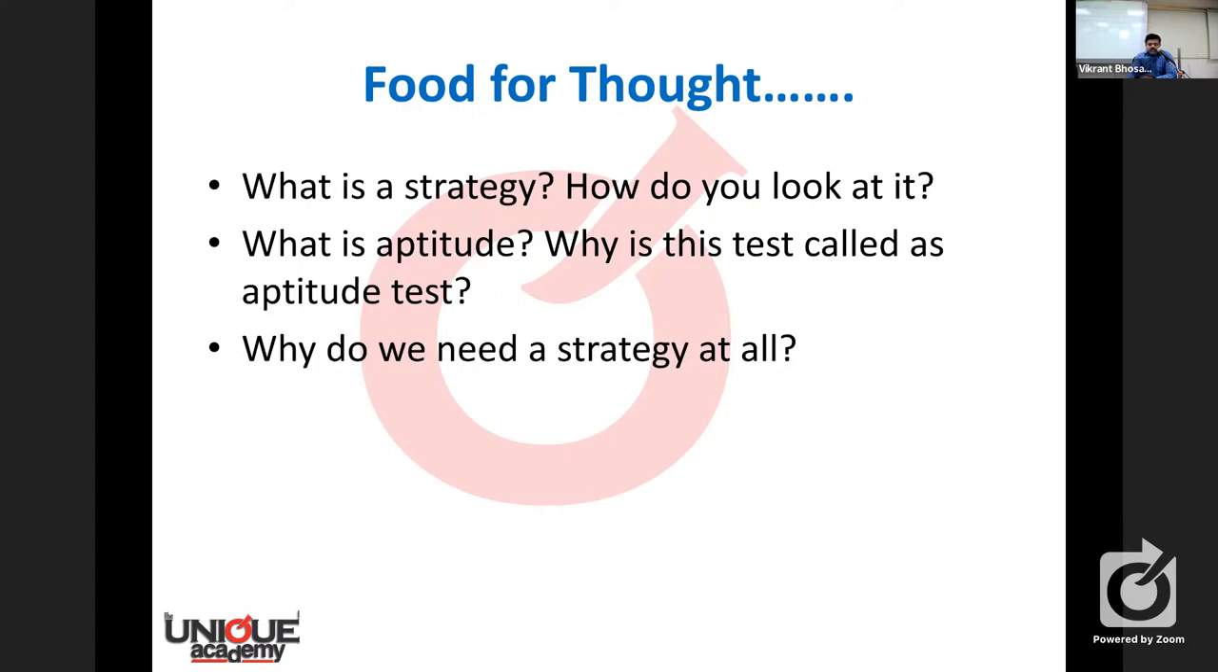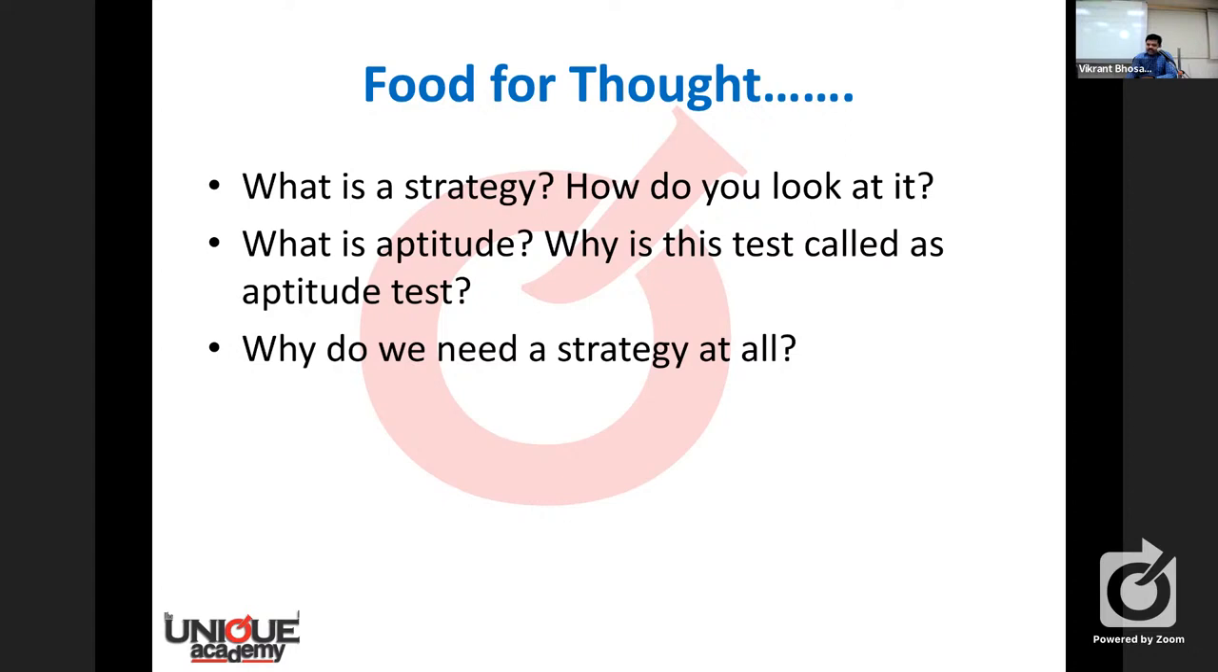What is a strategy and how do you look at it? Can you define a strategy? Yes. We use it, right? Normally in our informal conversations, this word is used multiple times. Sometimes we explain to our friend, this is my strategy. We talk of strategy in terms of cricket games. What was the strategy of Captain Virat Kohli? What was the strategy of Mahendra Singh Dhoni and all that? So how do you look at this word or concept called strategy?